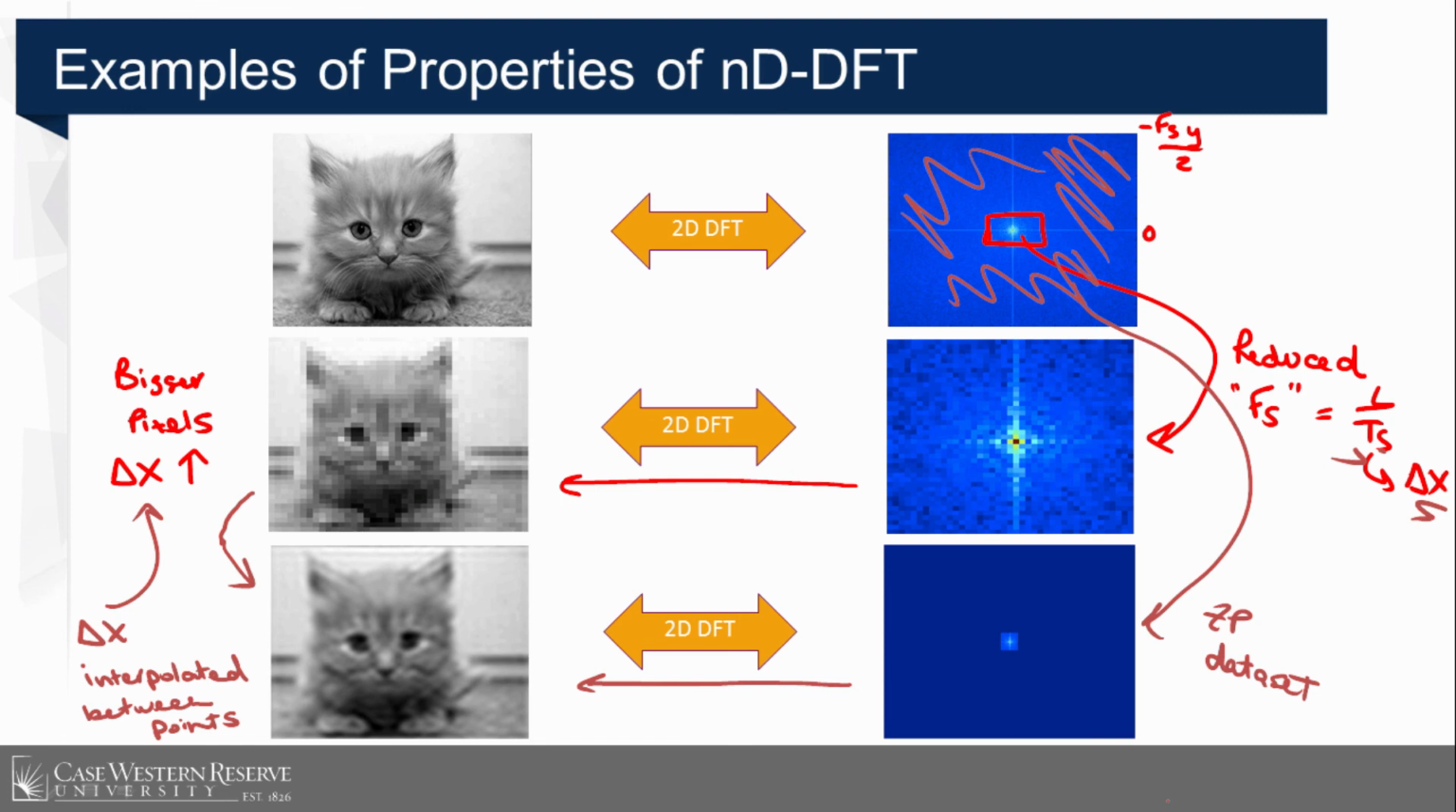And you'll also look at some very specific imaging examples that we can do now because we're talking about multidimensional signals as opposed to just one-dimensional signals.